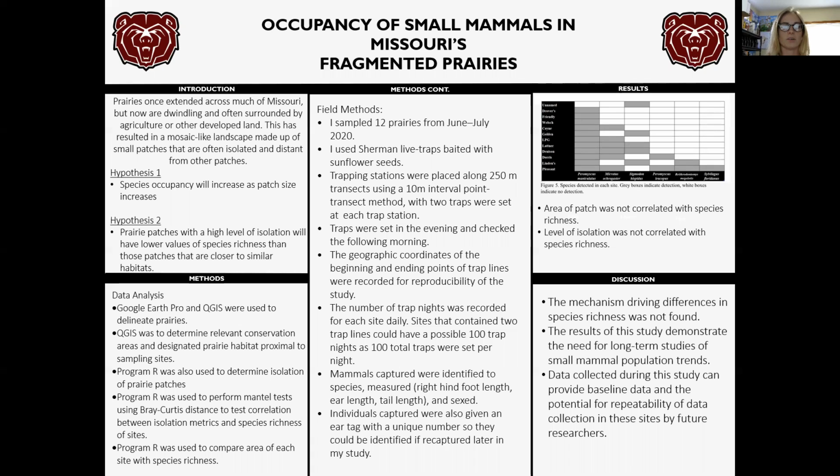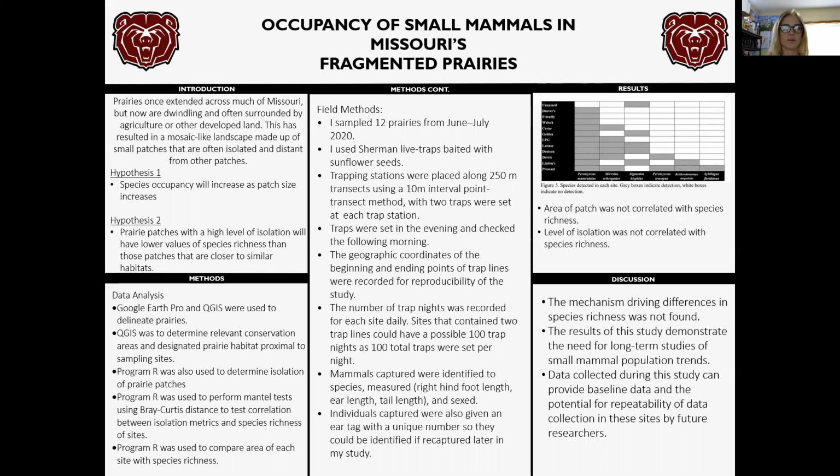And the geographic coordinates of the beginning and end points of trap lines were recorded so that this study could be reproduced later. The number of trap nights was recorded for each site every day. Sites that contained 2 trap lines could have a possible 100 trap nights, as a total of 100 traps were set per site. And then mammals that we captured were identified to species level.